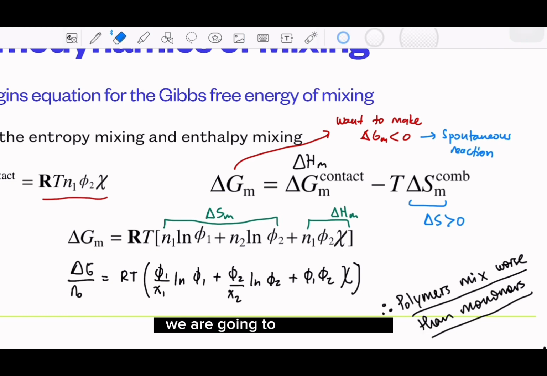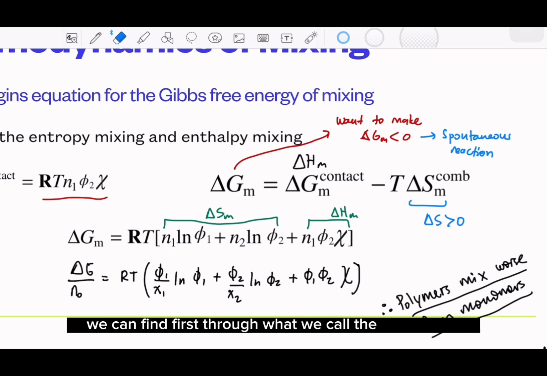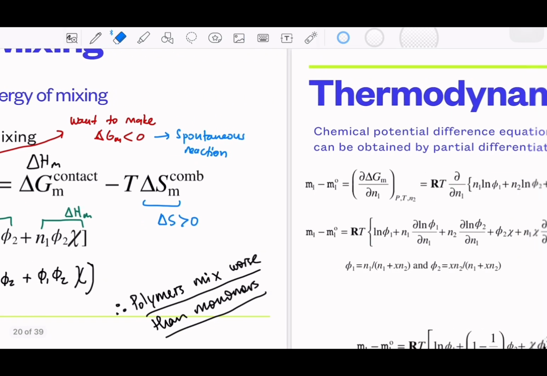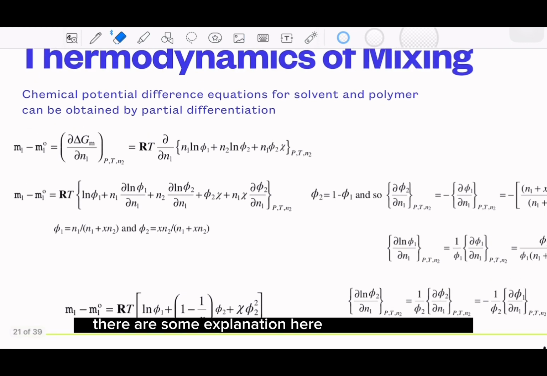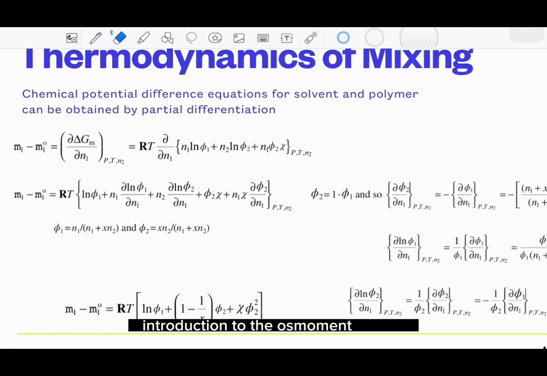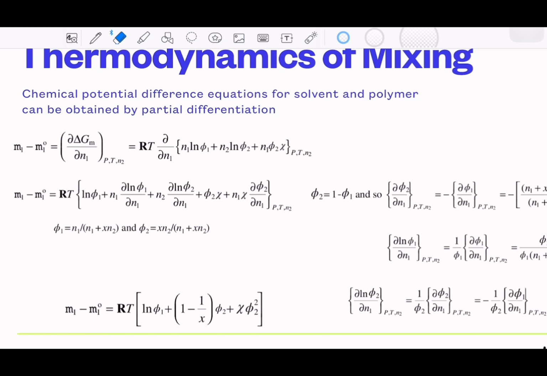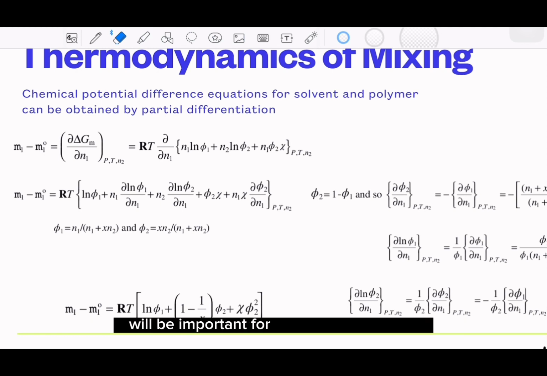Okay, the next part we are going to go one by one, and mostly we are going to focus on the molecular weight. So the molecular weight we can find first through what we call osmometry. Before we go there, there is some explanation here that is going to be an introduction to osmometry. Okay. So in definitions, we have a parameter called the chemical potential. Chemical potential will be important for solvent and polymer. Okay. So we are going to describe it.